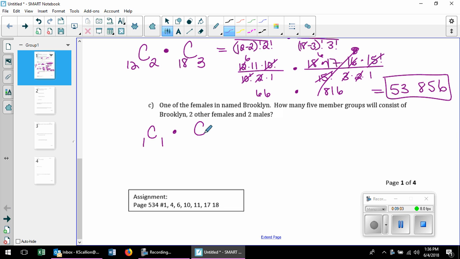So what's that going to look like? I had 12. Now I'm down to 11 because one female has already been taken out. Right? So I'm dealing with 11 females and I'm choosing two of them. What about the guys? Still 18. Two. What's this going to be? One. There's only one combination of choosing Brooklyn if there's only one Brooklyn. It's going to be one.